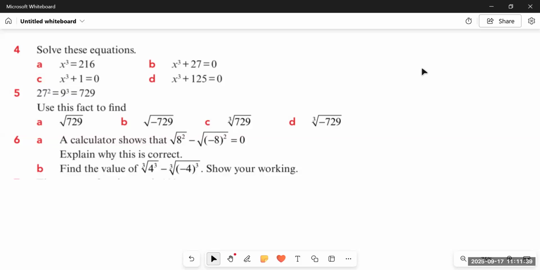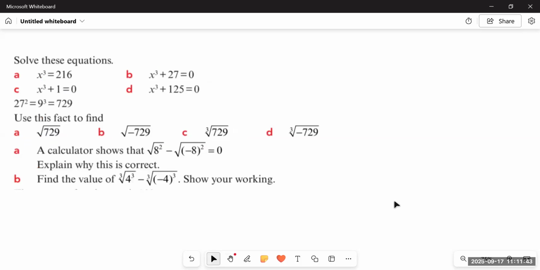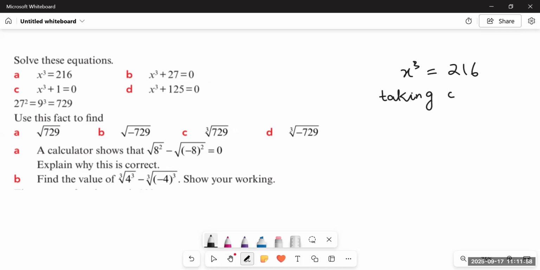In question number 4, we have again some equations. So we will solve these equations as well, but these include the cubes. So this time we will take cube roots on both sides. If x cube is equal to 216, we will find the cube root on both sides. When we have power 3 on a variable, we take the cube root on both sides.